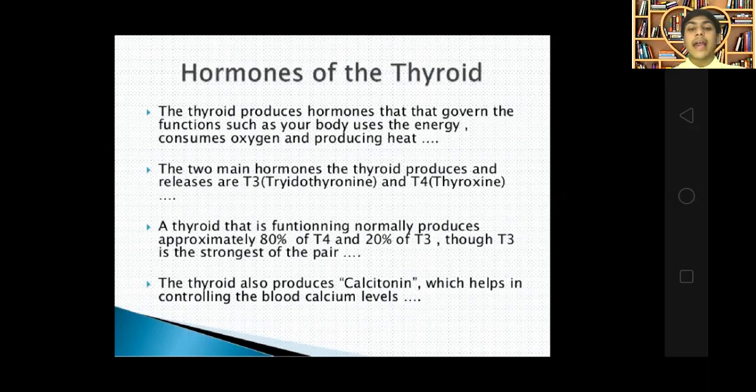Next, the thyroid also produces calcitonin. This is another hormone secreted by the thyroid gland, which helps in controlling the blood calcium level. I'm repeating, calcitonin is another hormone of the thyroid gland which helps in controlling the blood calcium level. Next, we are moving.